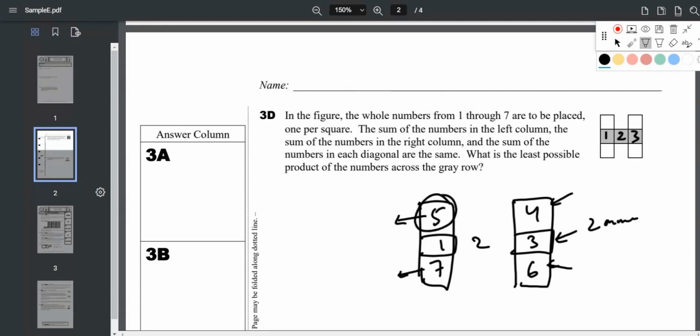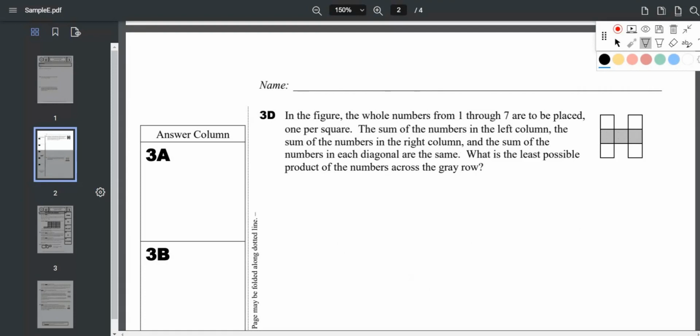Then 5 plus 7 is 12. 4 plus 6 is 10. So 12 is greater than 10, so that is well balanced. So what are the numbers that you're going to put? I'm writing here itself in this diagram. The numbers in the gray zone are what they're asking. So 1, 2, 3, and the other numbers are 5, 7, and here 4, 6. Now you can see that the sums of the numbers in the left column, in the right column, and along the diagonals, all of them are the same.